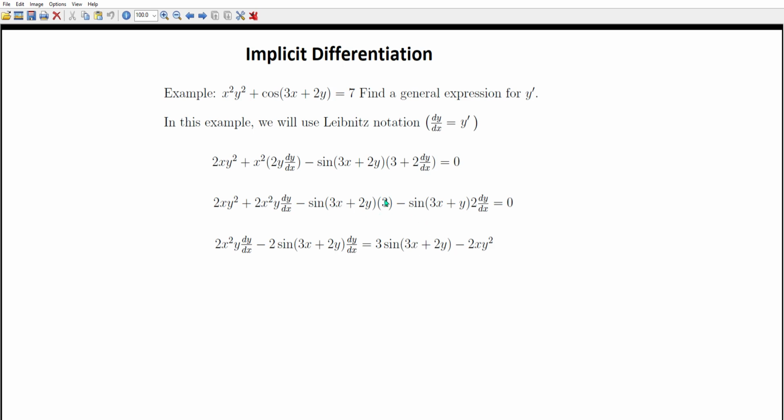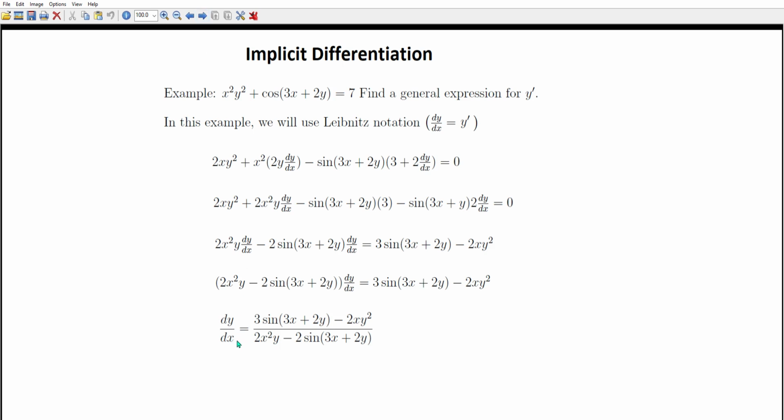Now we move all of the stuff that doesn't have dy/dx's onto the right-hand side, which is this term that goes over as a plus, and this term, which goes over as a minus. We factor out the dy/dx from the left-hand side, and we just divide through. And here is our expression, complicated as it is, for dy/dx, which is valid at any point (x, y) that lies on this curve.